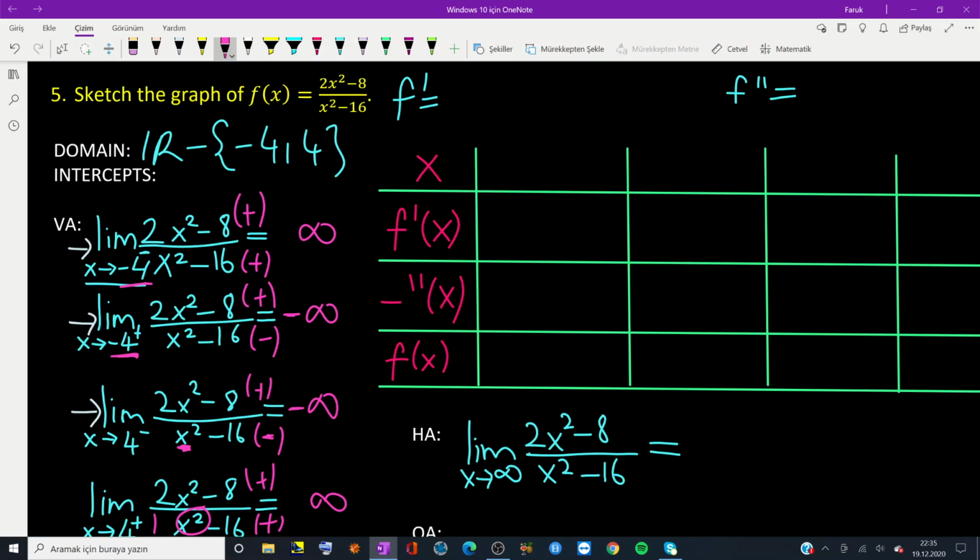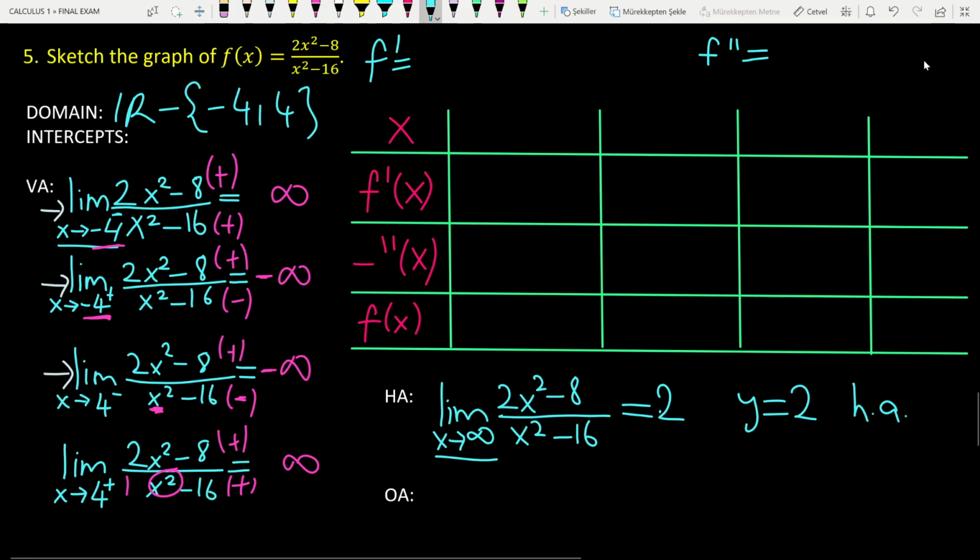What about horizontal asymptote? When x tends to infinity, this limit is equal to 2. So it means y equals 2 is the horizontal asymptote of this function. What about the oblique asymptote? Do we have an oblique asymptote? No, we don't have oblique asymptote, since the order of numerator is equal to the order of denominator. This is why we cannot have an oblique asymptote.